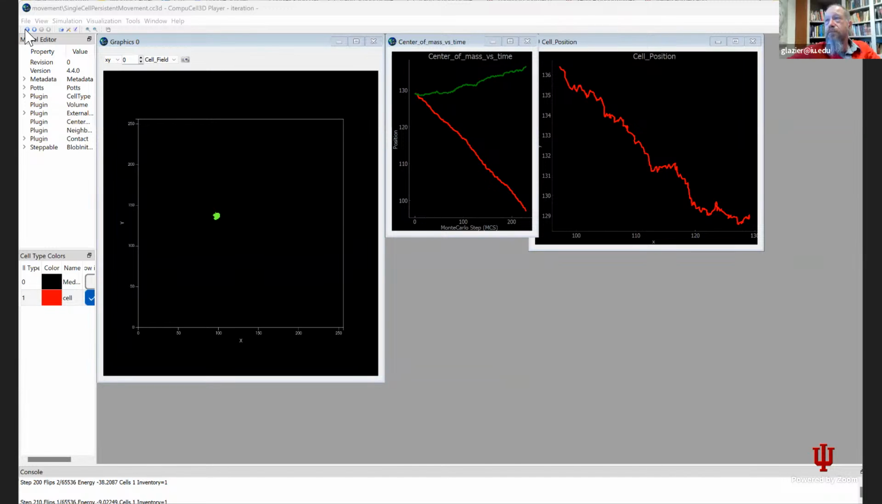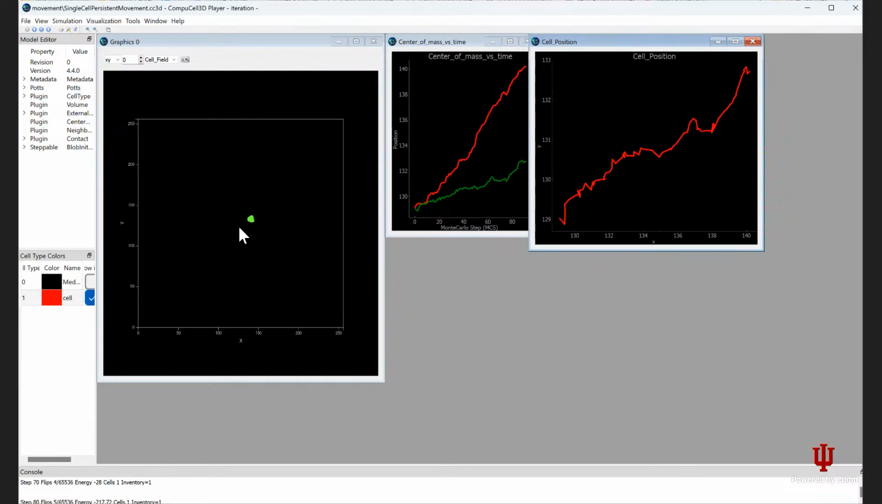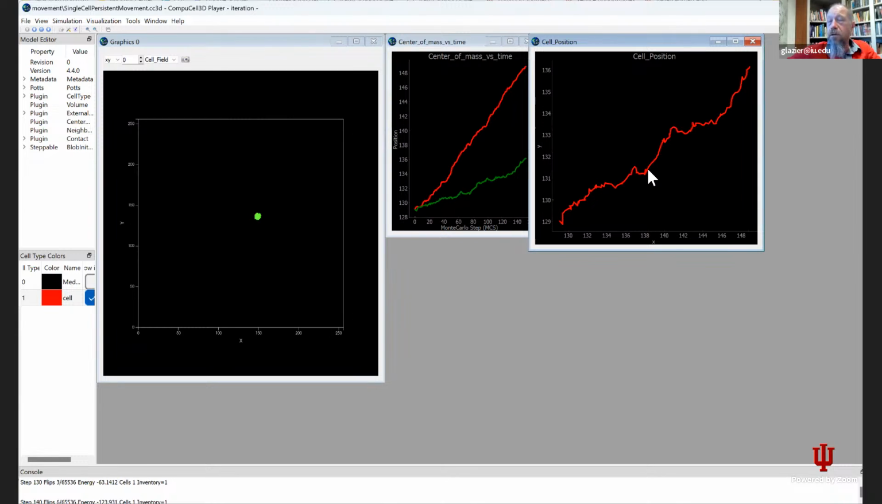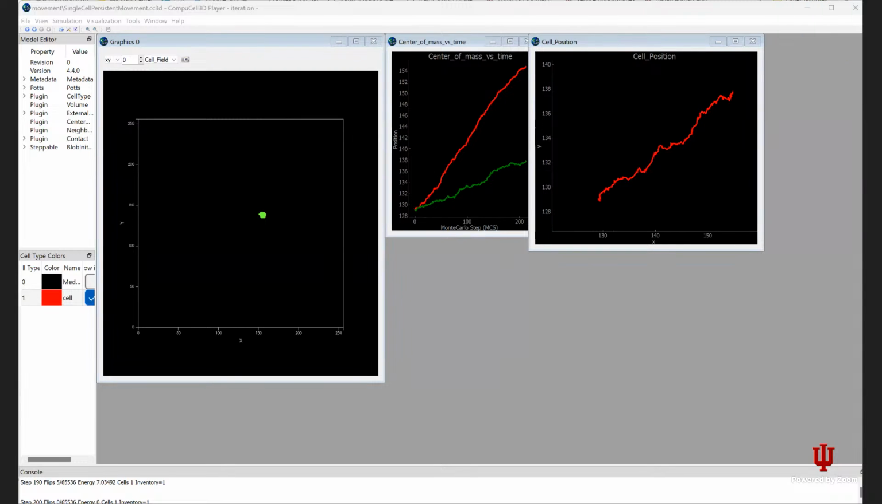There you go. And so you've also added the plotting of the position as well. So now it's going this way. One thing you might want to do is stop that and make the force twice as big. So make that 20 to 40.